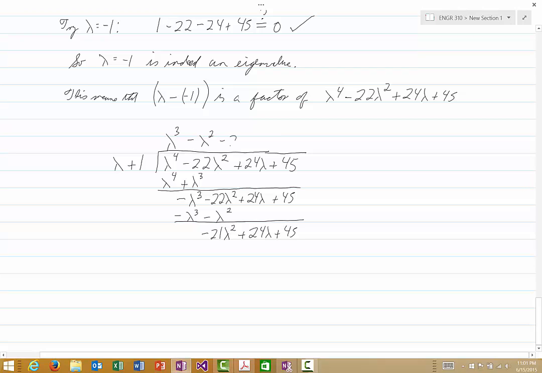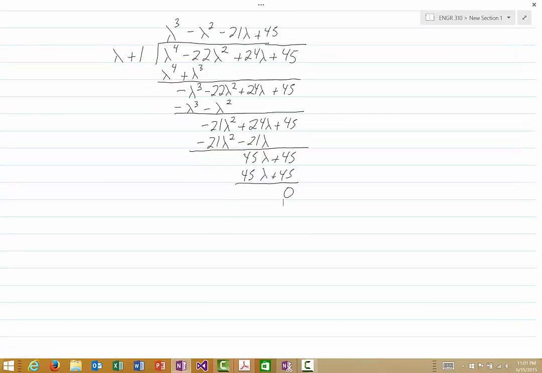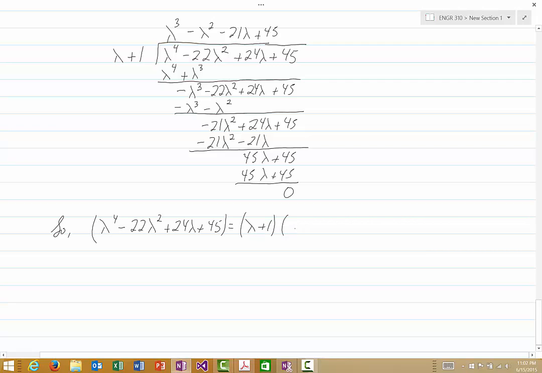And now we'll have minus 21 lambda. Minus 21 lambda times lambda is minus 21 lambda squared. Minus 21 lambda times 1 is minus 21 lambda. Change the sign and add, and we get 45 lambda plus 45. And so finally up here we have 45, and that'll give us 45 lambda plus 45. And sure enough, as we expected, that turns out to be 0. So this tells us that our original characteristic polynomial, lambda to the 4th minus 22 lambda squared plus 24 lambda plus 45, is equal to lambda plus 1 times lambda cubed minus lambda squared minus 21 lambda plus 45.